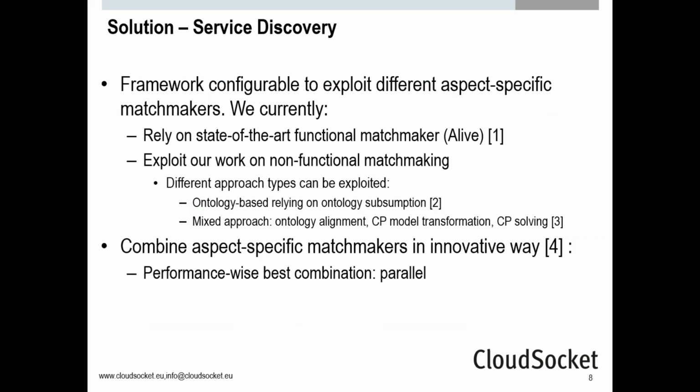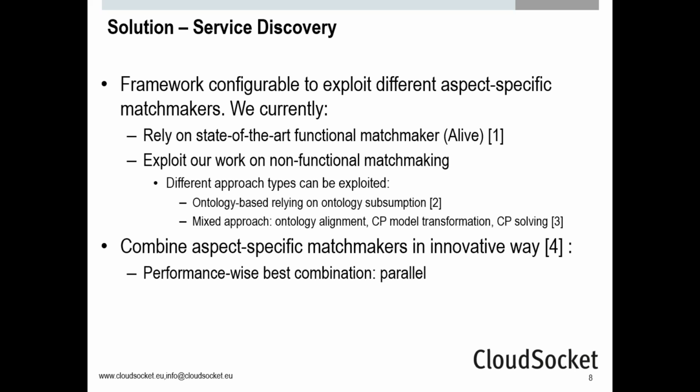Now let's move on to analyzing each part of the main solution, so the service discovery and service selection. The service discovery module is quite configurable because it's able to exploit different aspect-specific matchmakers, where aspect-specific means functional or non-functional. If we consider the functional aspect, then we rely on a state-of-the-art functional matchmaker, which is called Alive, and we also exploit our work concerning the non-functional aspect, and this maps to two different kinds of approaches.